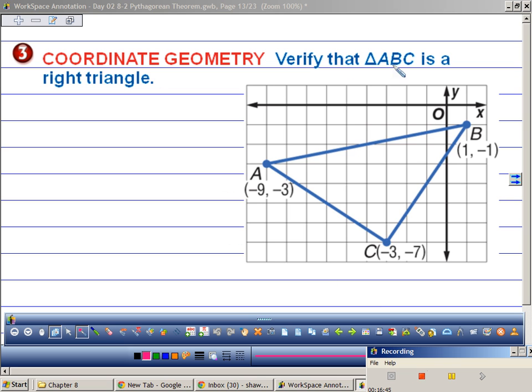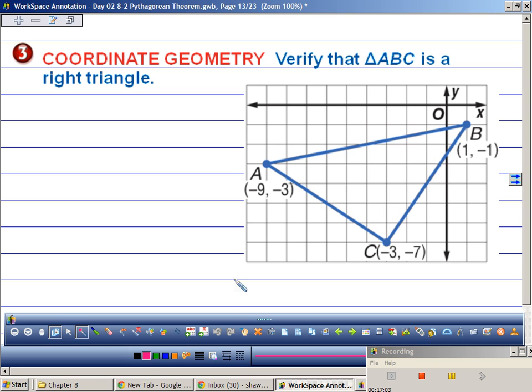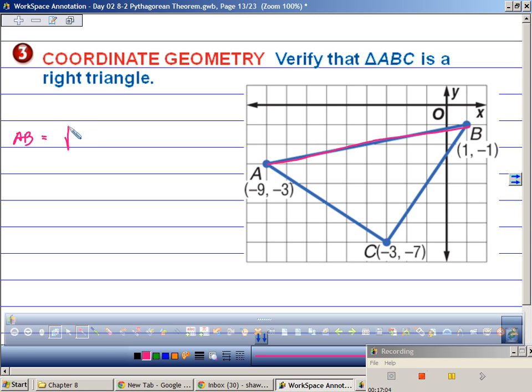Okay, so this one says verify that triangle ABC is a right triangle. So this is kind of like that converse statement, right? In order to figure out that it's a right triangle, I need to know that a squared plus b squared equals c squared, correct? So let's label these sides. I'm just going to find the distances first. Let's find the distance from A to B first. You are more than welcome to use the distance formula or just use Pythagorean Theorem.